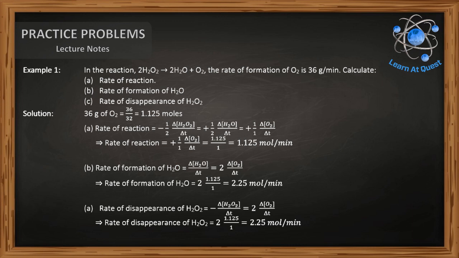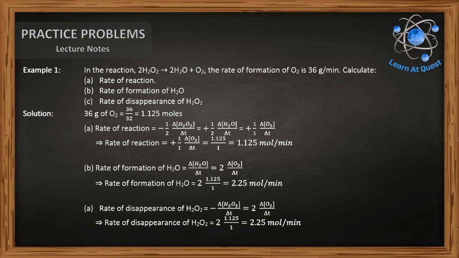In the second subpart, the question is find the rate of formation of H2O. Now using the above rate of reaction expression, we can say that the rate of formation of H2O, which is delta H2O by delta T, is 2 times delta O2 by delta T by transposing 2 in the denominator to the right hand side. Substituting, we get the rate of formation of water H2O will be equal to 2 multiplied by 1.125, which is 2.25 moles per minute. Hence, the rate of formation of water is 2.25 moles per minute.